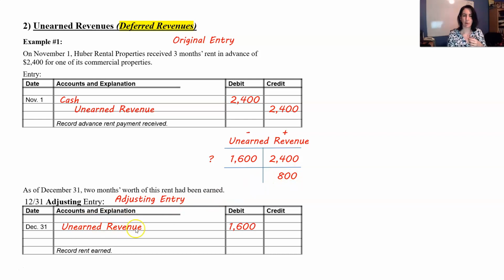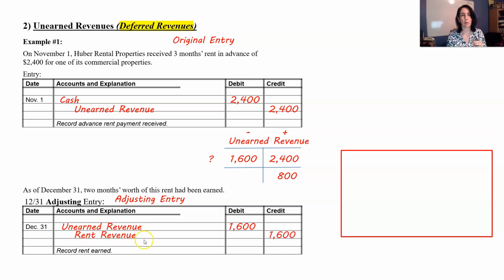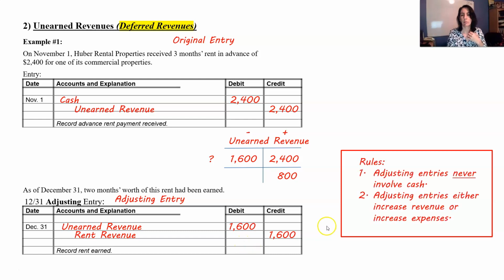So we've got a debit to unearned revenue and a credit. Guess what? We just rented it. We just did our job. So we get to call it rent revenue. Okay, so we've turned from a liability where somebody gave us cash in advance and then we did our service. So now it's no longer a liability. I don't owe them anymore. I'm earning it. I earned that money that they gave me. Okay, so there we go.